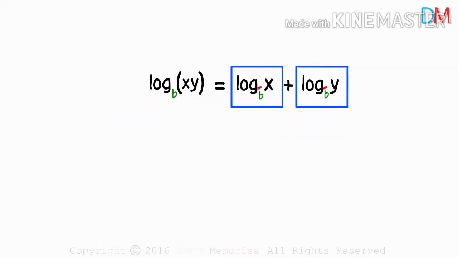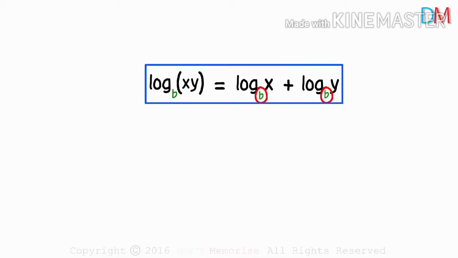When two logs with the same base are added, we write the argument as the product of the two arguments. The most important thing we should notice here is the base. The base has to be the same. Only then will this rule hold true.